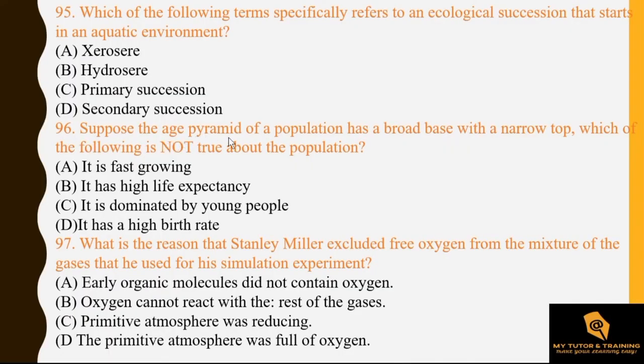Suppose the age pyramid of a population has a broad base with a narrow top. Which of the following is not true about the population? A, it's fast growing. B, it has high life expectancy. C, it's dominated by young people. D, it has high birth rate.